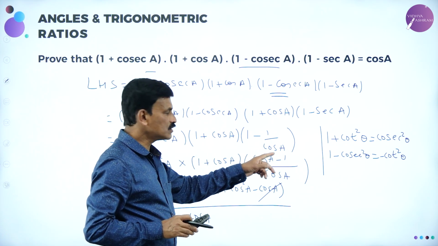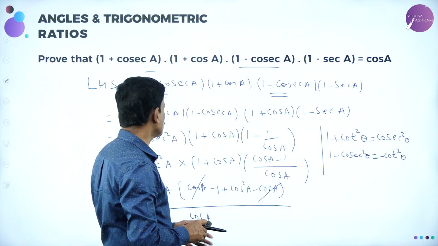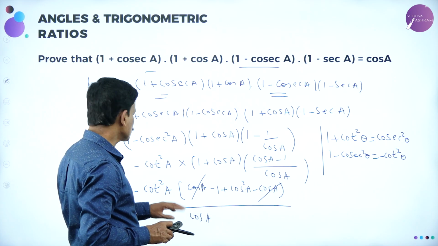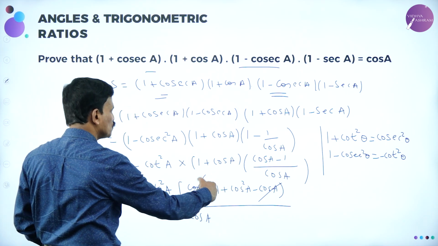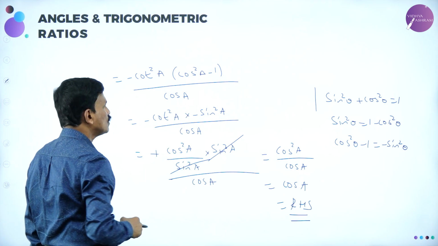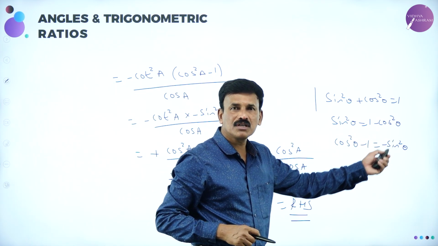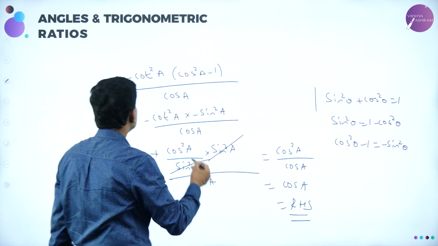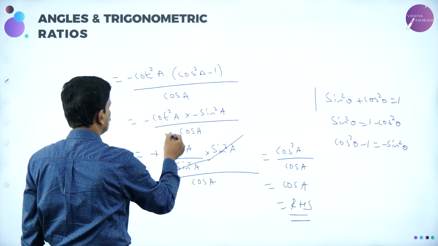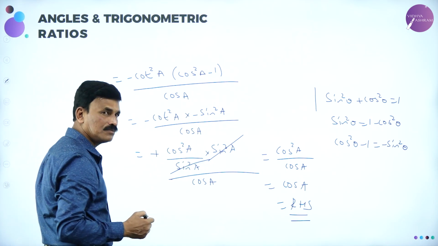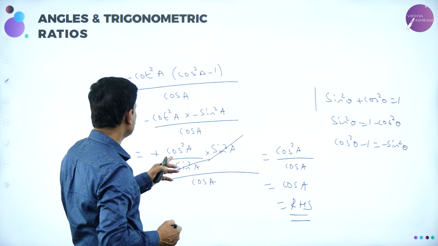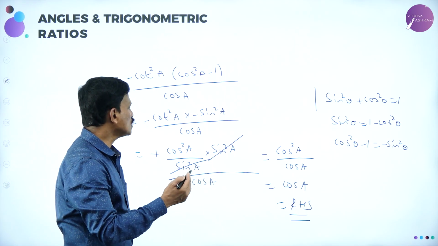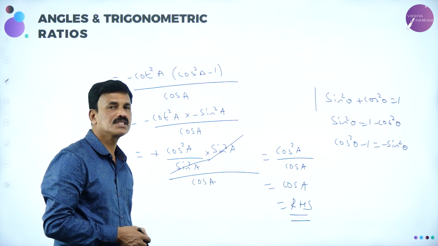Just take LCM, that is cos A is LCM, 1 into cos A is cos A minus 1, multiply. So, you will get minus 1 plus cos square A divided by cos A into minus cot square A, that can be written as minus cot square A into cos square A minus 1 divided by cos A. Since what is sin square? 1 minus cos square is sin square. So, cos square theta minus 1 is also equal to minus sin square. So, this becomes minus sin square, minus into minus plus, cot is nothing but cos by sin. One sin square gets cancelled. What we have in the numerator, cos square A, in the denominator cos A, one cos and cos gets cancelled. That is equal to cos square A by cos A is equal to cos A, which is the required RHS.